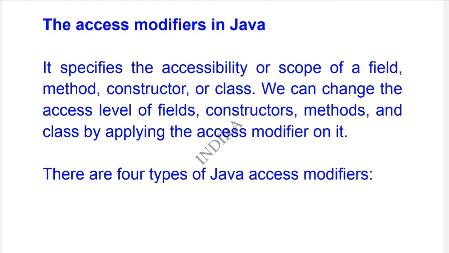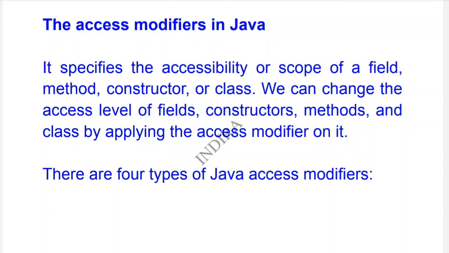Coming to the last topic, the access modifiers in Java. It specifies the accessibility or scope of the field, method, constructor or class. We can change the access level of fields, constructors, methods and class by applying the access modifier on it. There are four types of Java access modifiers. The access modifier specifies the accessibility of a field, method, constructor or class.